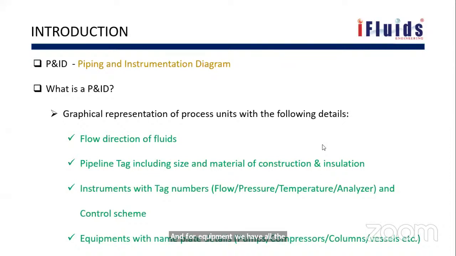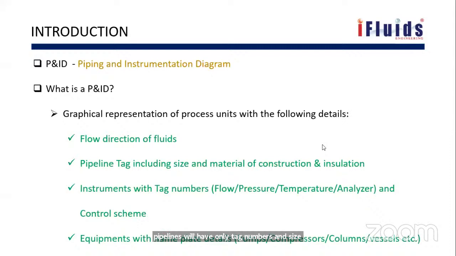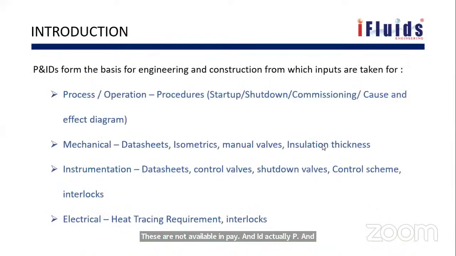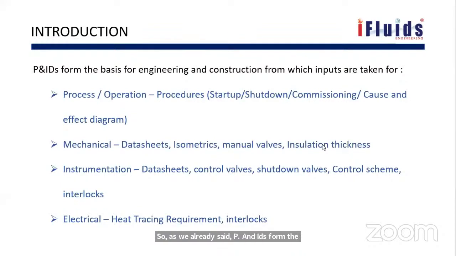For a pump, it has the head developed, the power, the flow delivered, everything. Columns and vessels will have dimensions. Pipelines will have only tag numbers and size. We don't have any measurements there, like length or elevation. These are not available in a P&ID. Actually, P&IDs are not scaled.